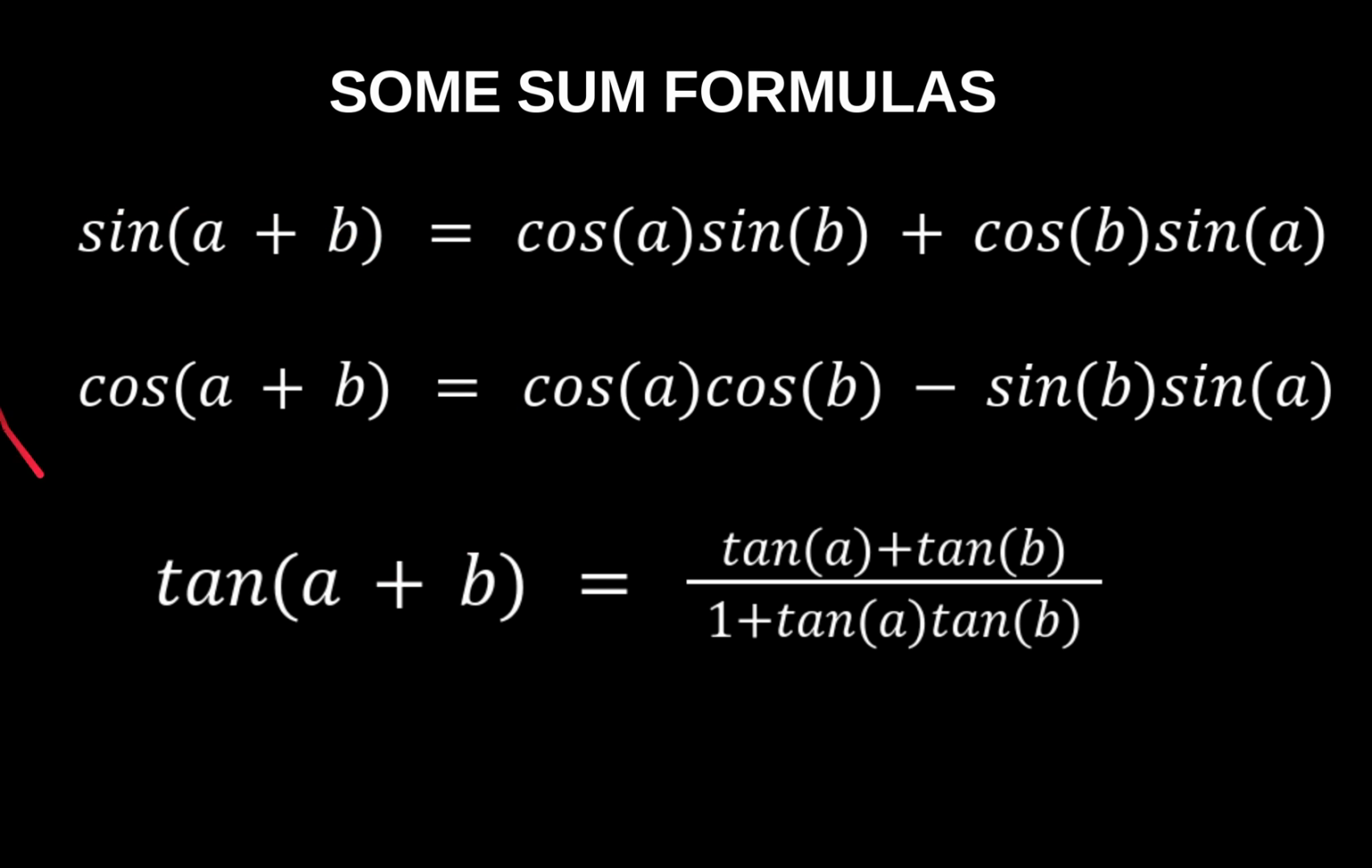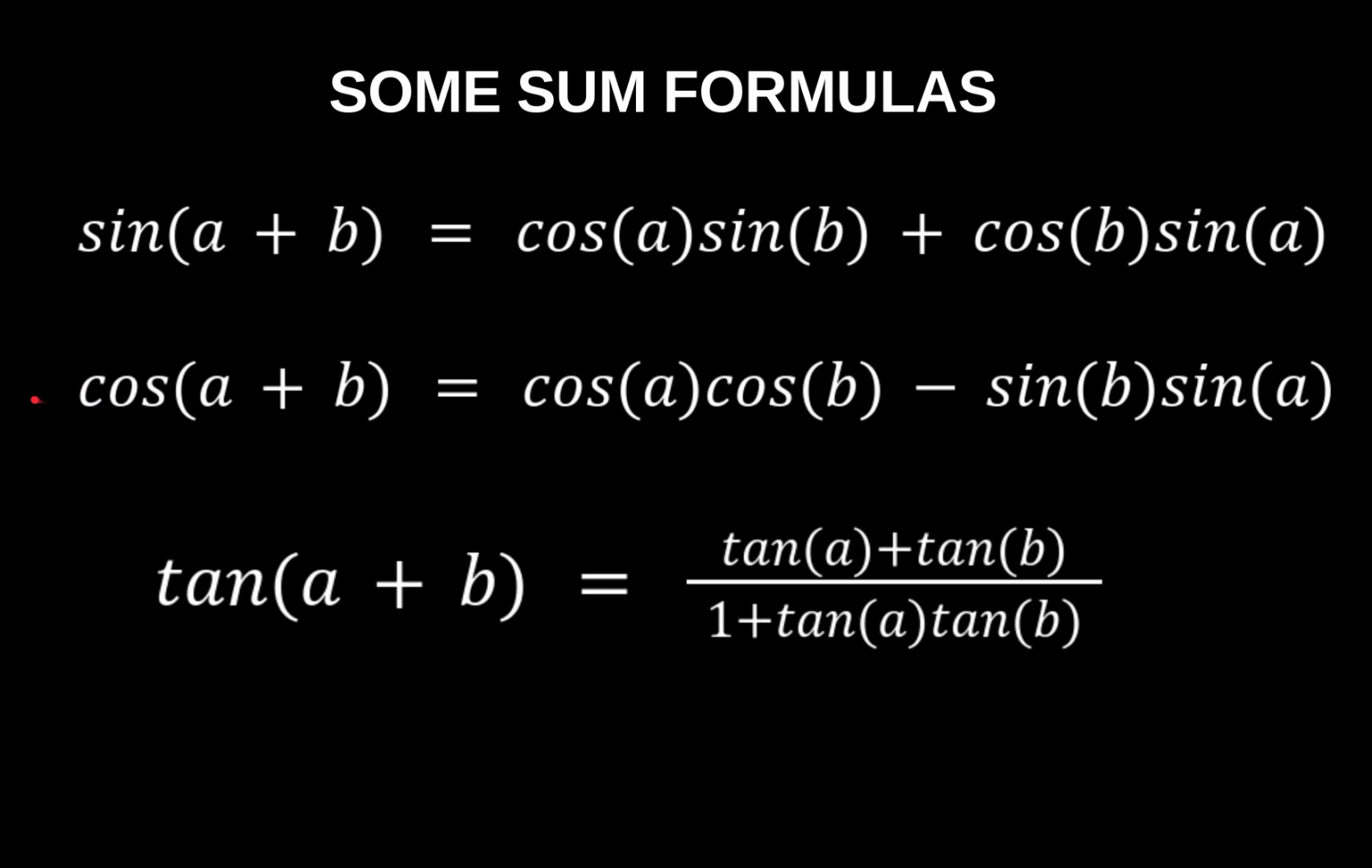Some sum formulas you might want to know. This is the sum of sines. It equals sine A times cosine B plus cosine A times sine B. Sorry, I said cosine over here, this is a sine function. I like to think of this as cosine and sine are sharing the load. Cosine is like, I'm going to take A, you take B, and then afterwards I'll take B, you take A, and we'll add it all together.